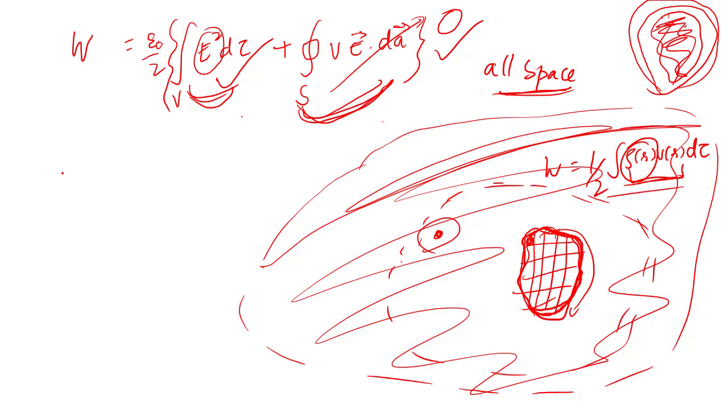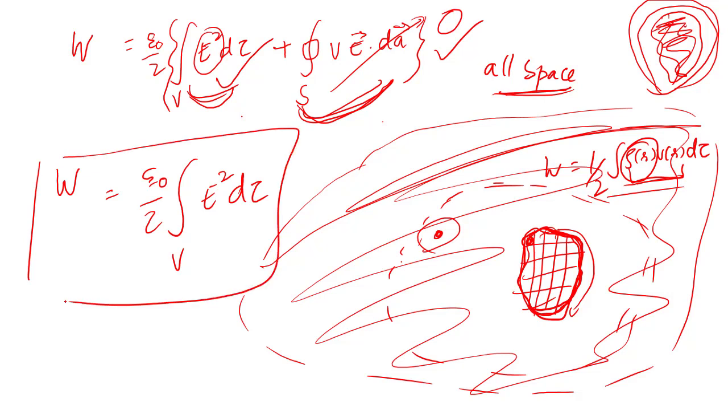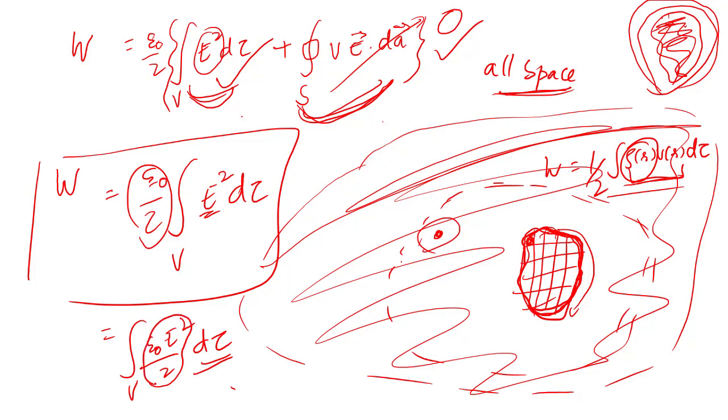So we take this as epsilon naught by 2 integral over E squared dV. Then you can see that if I take this epsilon naught by 2 inside, I would have epsilon naught E squared by 2 d tau. This is the volume integral. So this integrand is sort of the energy density, the volume energy density.